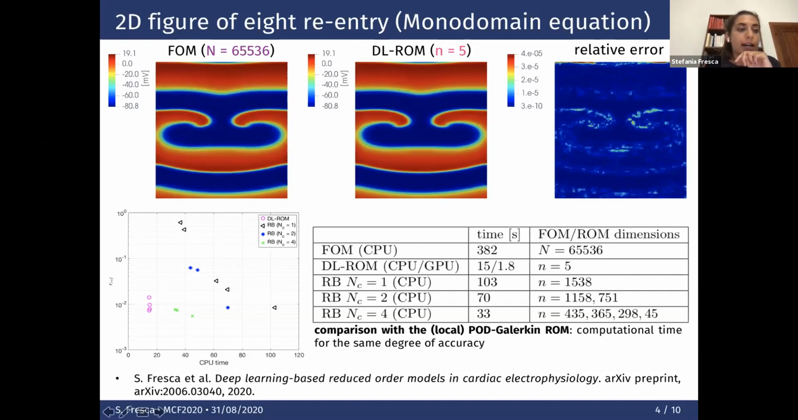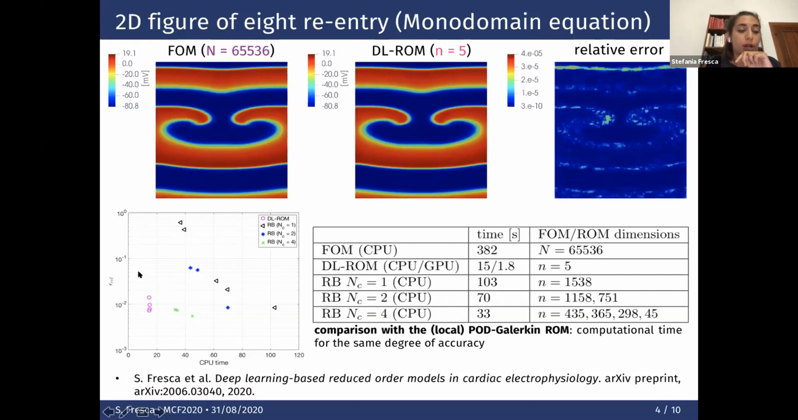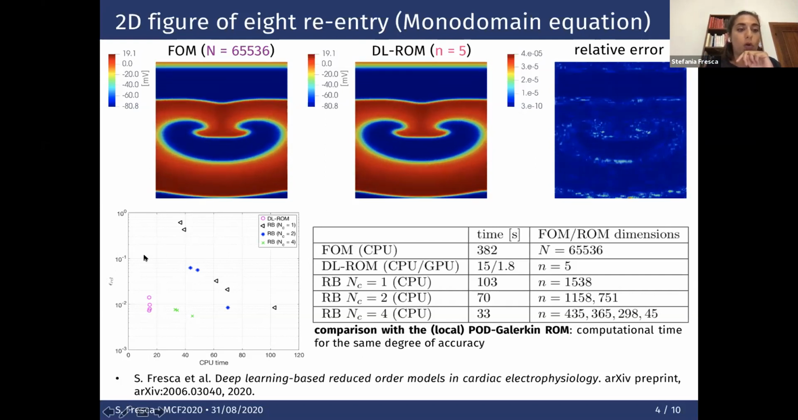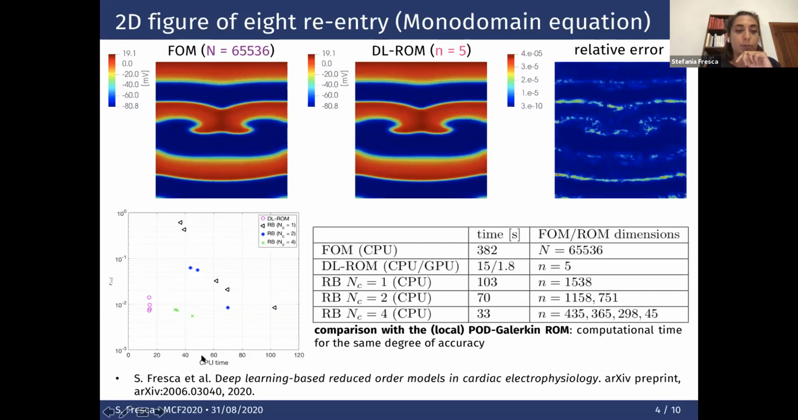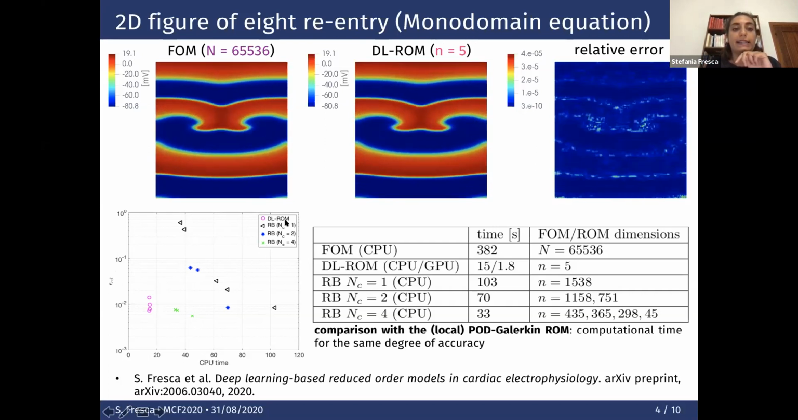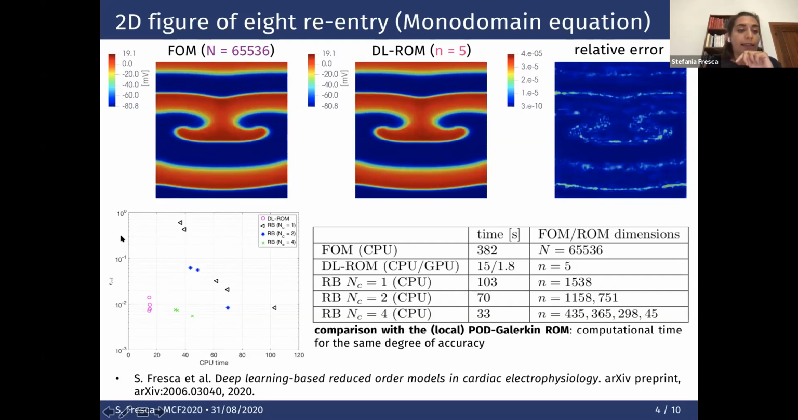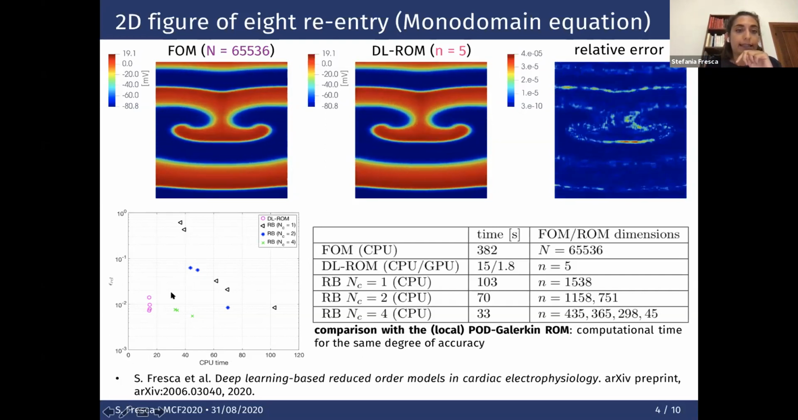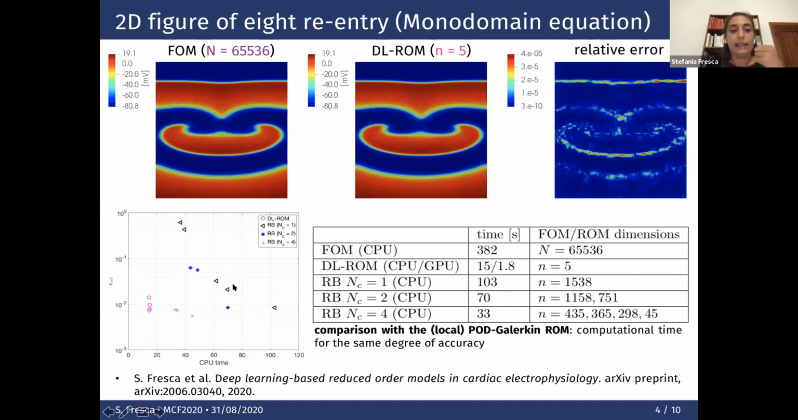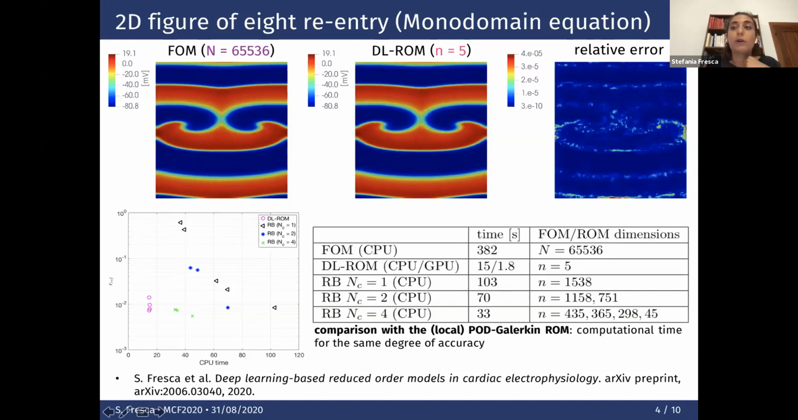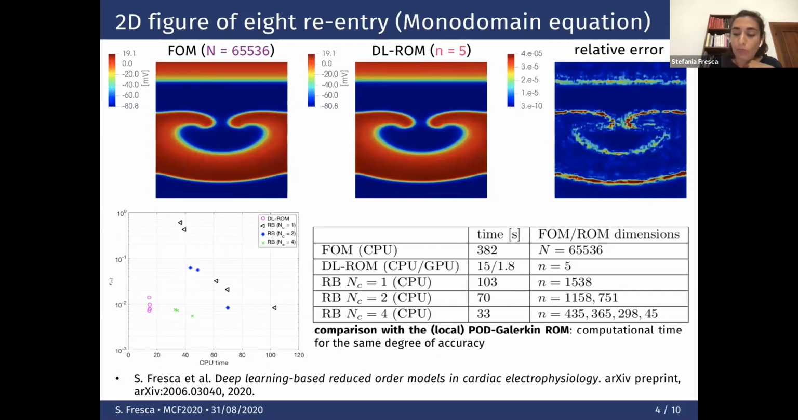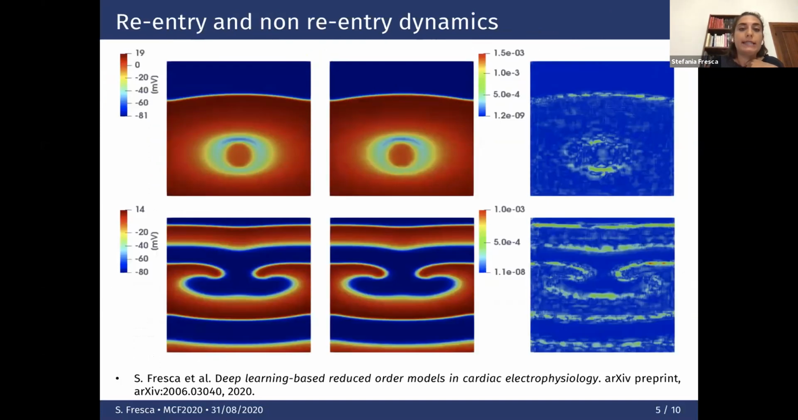In the picture here, we show the trend of the relative error over the testing set versus the CPU time, both for the DL-ROM and the POD-Galerkin ROM at testing time. And it's clear that the DL-ROM outperforms the POD-Galerkin ROM both in accuracy and in efficiency. Then we increase the complexity of the problem by considering both reentry and no-reentry dynamics.